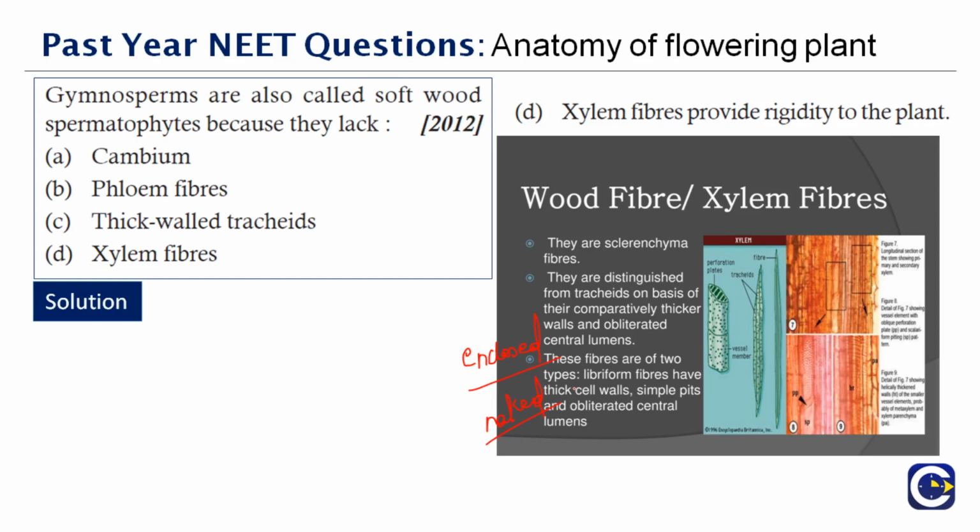They are distinguished from tracheids on the basis of their comparatively thicker walls and obliterated central lumens. These fibers are of two types. You have libriform fibers and fiber tracheids. Okay, therefore the correct answer to this question is option D. When there is a presence of xylem fibers, the wood will become strong and it will be quite rough.